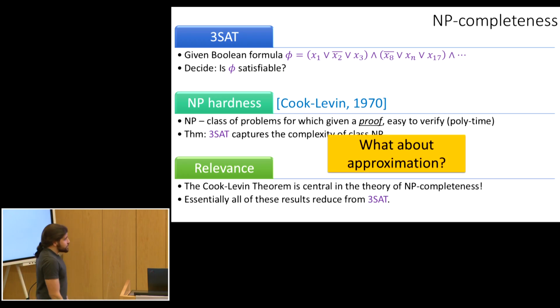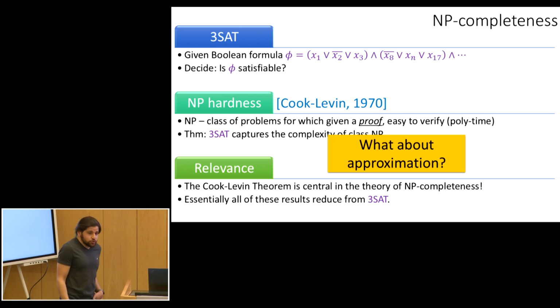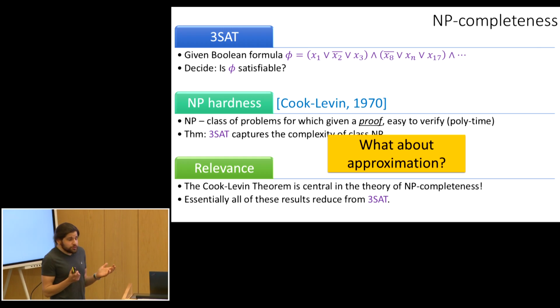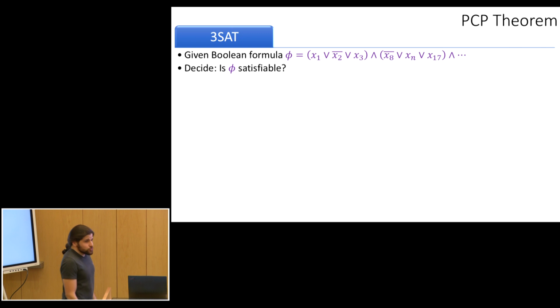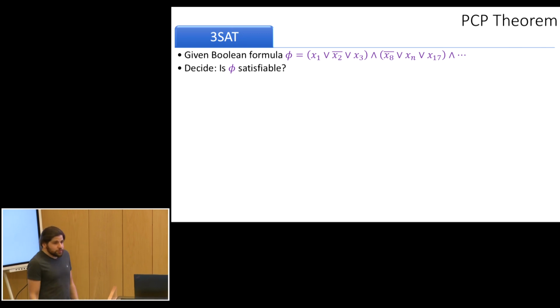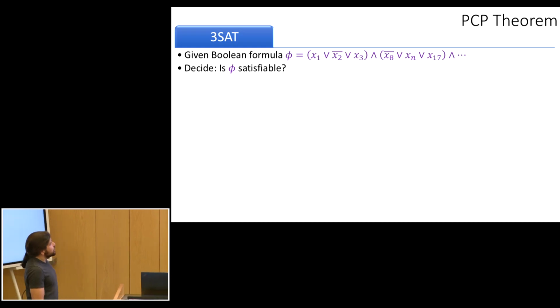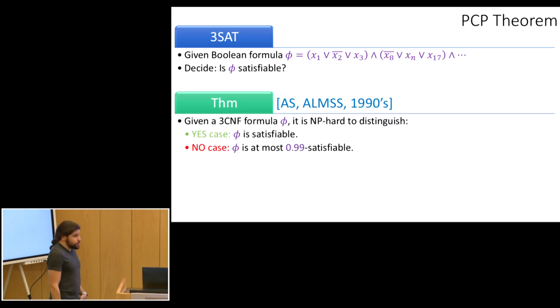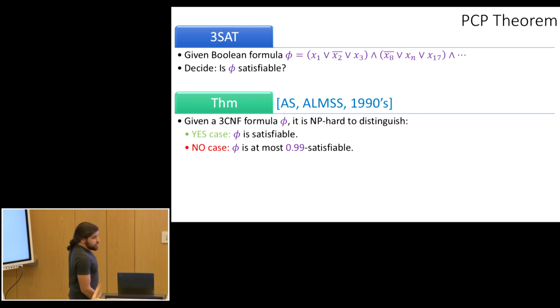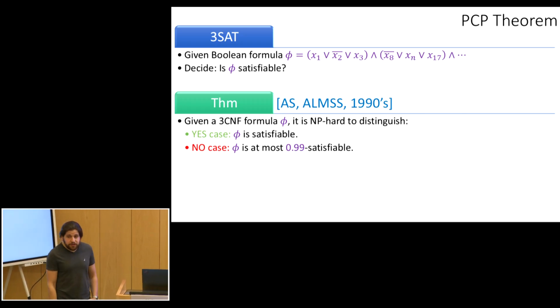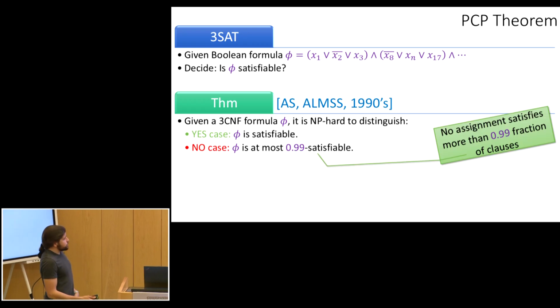And this talk is getting started at the question of what happens when you talk about approximation problems and not just about decision problems. Well, in that case, we have an analog of the Cook-Levin theorem, which is called the PCP theorem. And here is one formulation of the PCP theorem. It says that if I give you as input a 3CNF formula phi, it's NP hard to distinguish between the case that it is fully satisfiable and the case it is at most 0.99% satisfiable. So you have a gap of 1%.